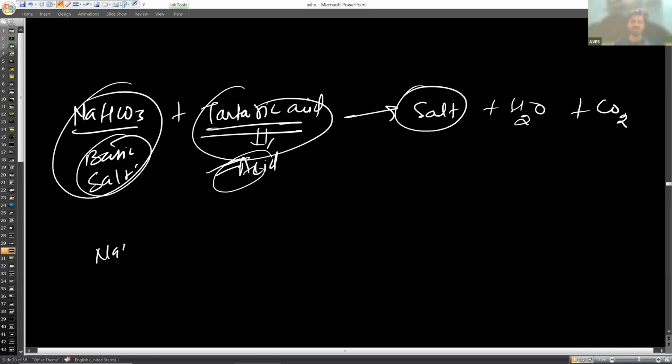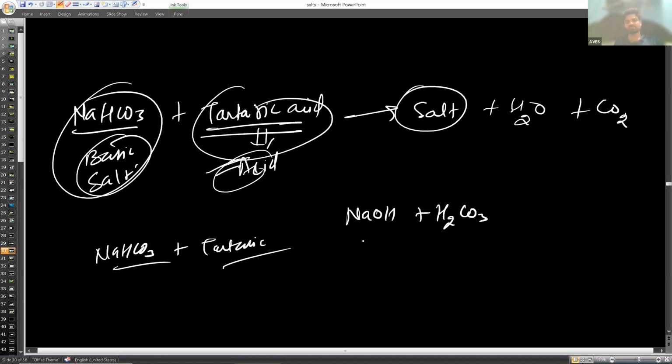So what is here is NaHCO3. When it reacts with tartaric acid, it will neutralize the bitter taste. Got it? It will neutralize the bitter taste because sodium hydrogen carbonate is a basic salt. Its parent acid is carbonic acid, which is a weak acid. H2CO3 is a weak acid, and NaOH is a strong base.